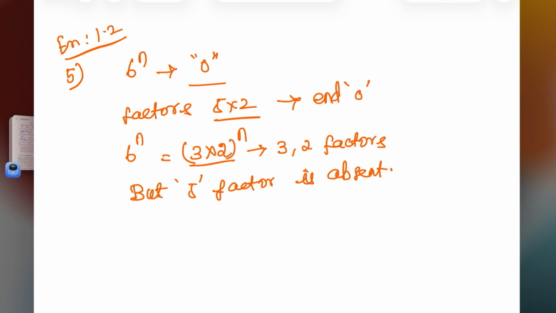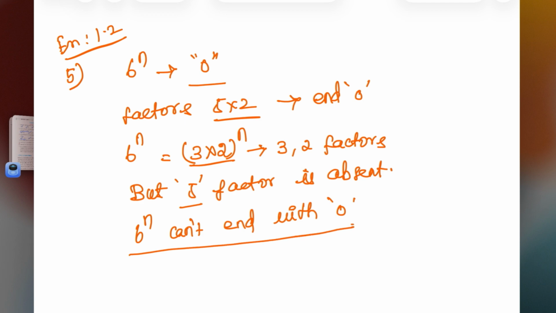So we can conclude that 6 power n cannot end with 0. This is our result, as factor 5 is absent. Okay, then we can proceed with the next problem.